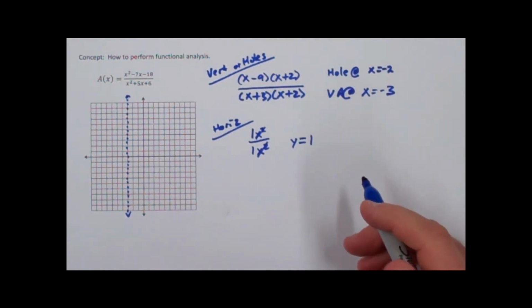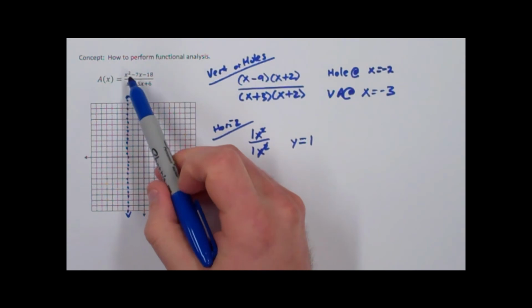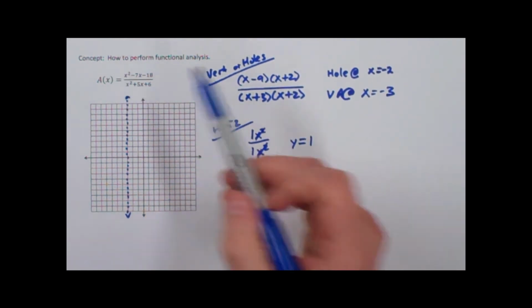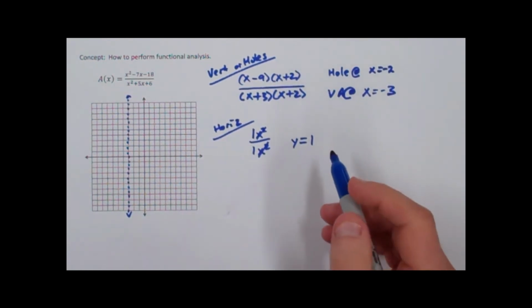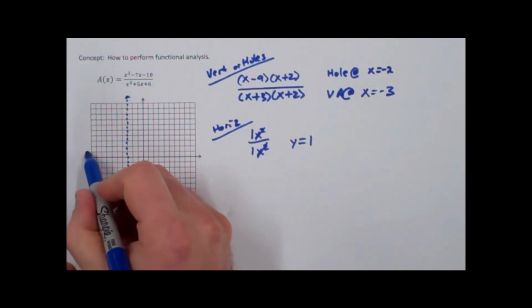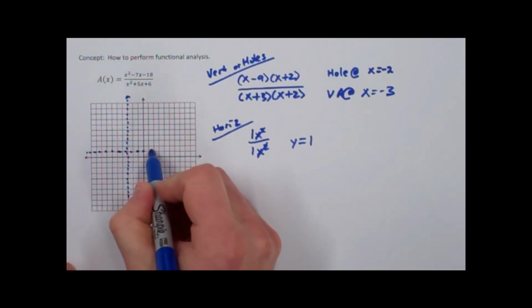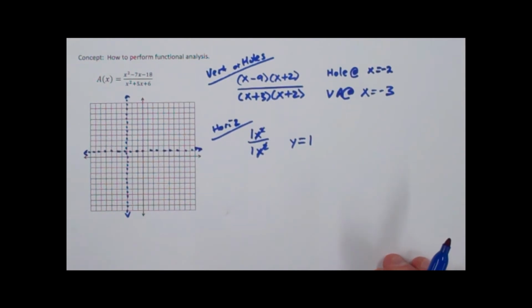Another thing to keep in mind is a slant asymptote. Slant asymptotes will occur only when the degree of the numerator is exactly 1 more than the denominator, and that's not the case here, so we don't have to worry about it. So we're going to go ahead and graph y is equal to 1, which is a horizontal line right through 1, and there's our horizontal asymptote.